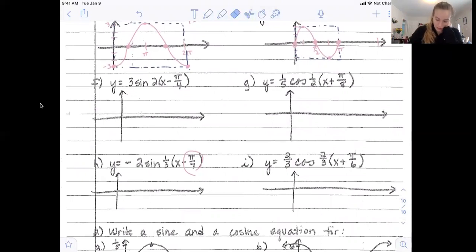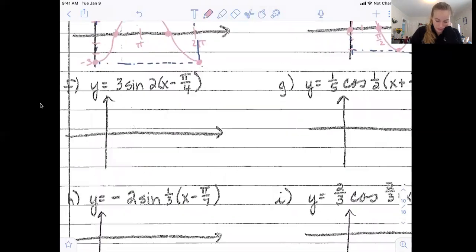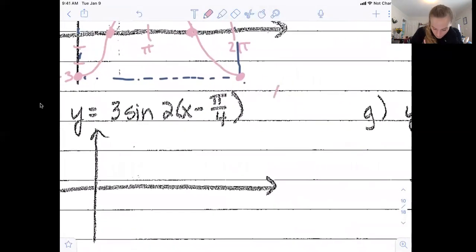I still wanna identify all of the things that we've already said, so we're gonna do amplitude and period. And then I call this the new origin. I call it an NO, new origin, because that's like kind of the center of my new graph. So we're gonna look at that in a second.